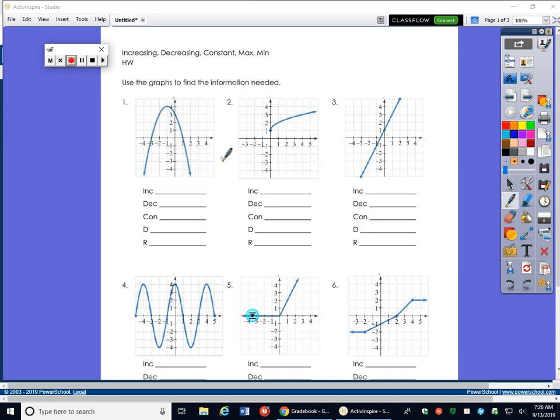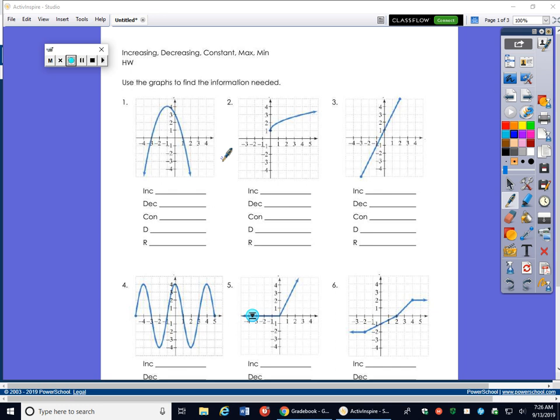Okay, so today we learned about increasing, decreasing, and the constant. So, like where the function is increasing, where it's decreasing, and where it's constant. So on these, we're going to do increasing, decreasing, constant, domain, and range.